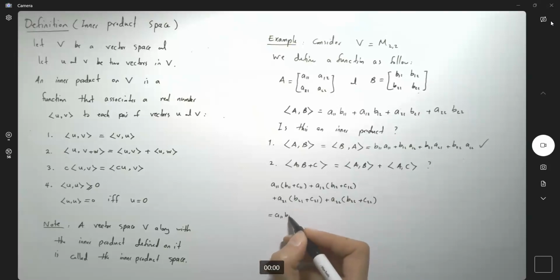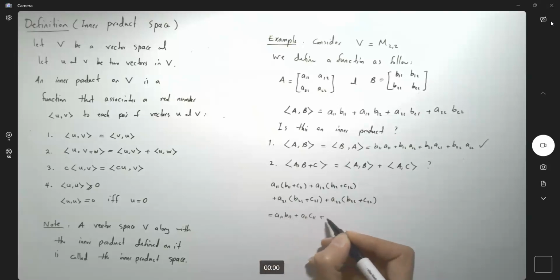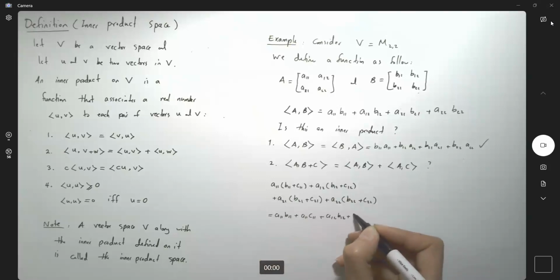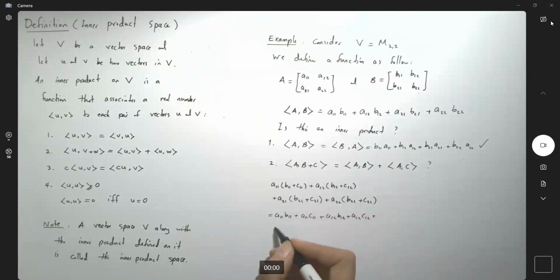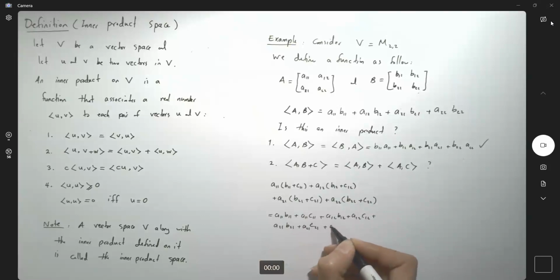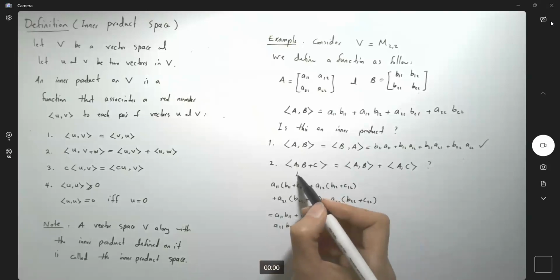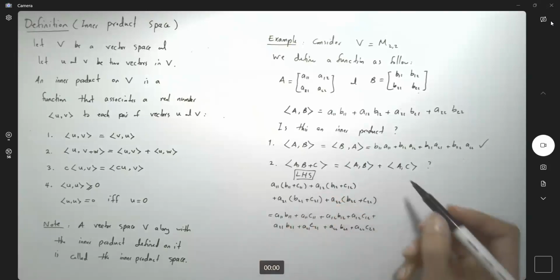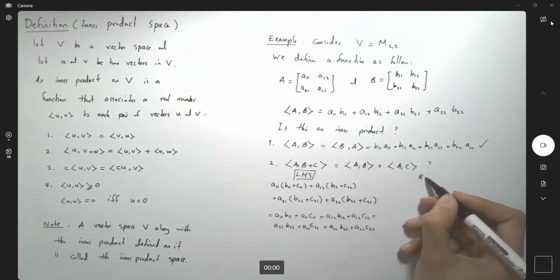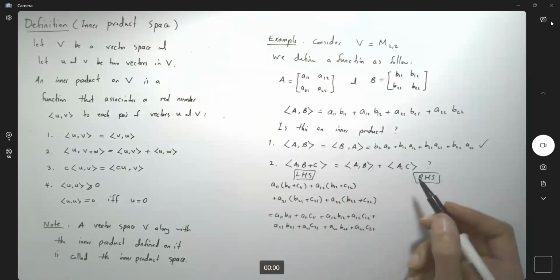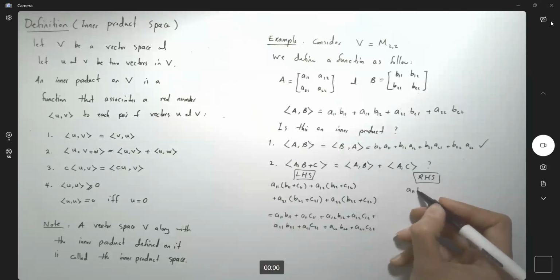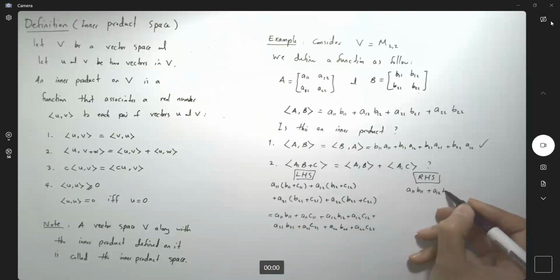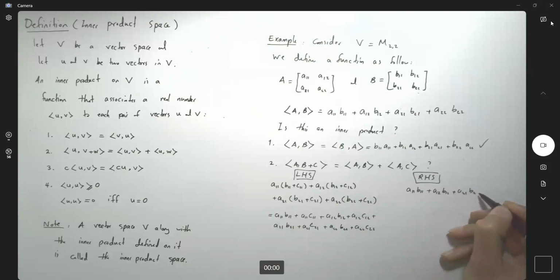So you have A11 B11 plus A11 C11, A12 B12 plus A12 C12, plus A21 B21 plus A21 C21, and A22 B22 and A22 C22. This is my left-hand side. Now for the right-hand side, you need to find these 2 and add them together. So this is obvious: you have A11 B11 plus A12 B12 plus A21 B21 plus A22 B22.